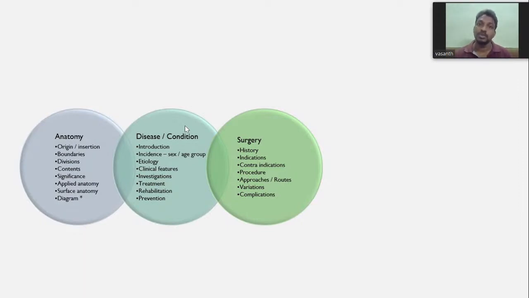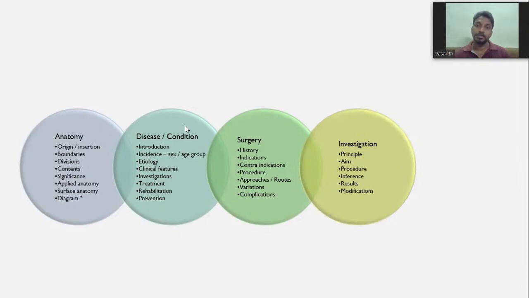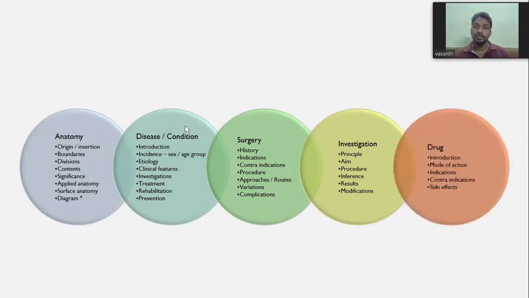If you are asked about a surgery, then surgery has its own indications, contraindications, complications, the three major subheadings of the surgery. And to get some extra points, you can put in the history of the surgery and then some variations of the surgery in today's time. And if it is an investigation, the same thing: the principle, procedure, and the results. And if it is a drug, go back to pharmacology: introduction, mode of action, indication, contraindication, and the side effects.